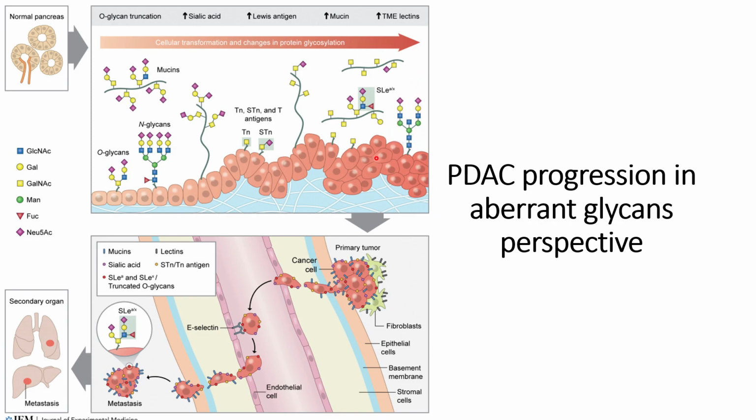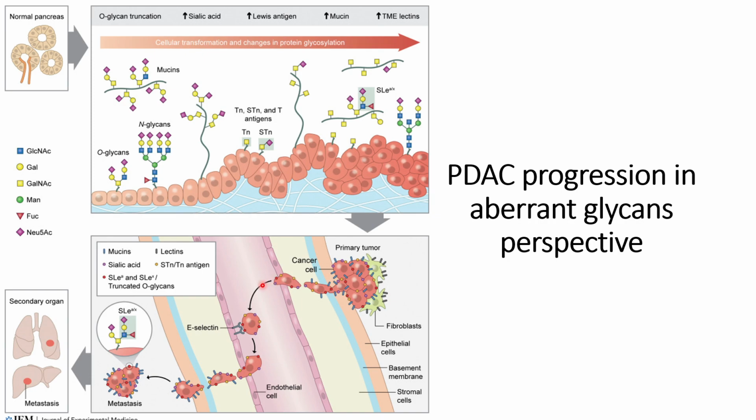How these changes in glycans play a role in metastasis is shown in the bottom figure, where tumors with the aberrant glycosylation will be able to extravasate into the blood vessels with the help of this aberrant glycosylation profile. Though it is not shown here, we have already covered how aberrant glycosylation helps in metastasis. You can go through those videos to understand these things.